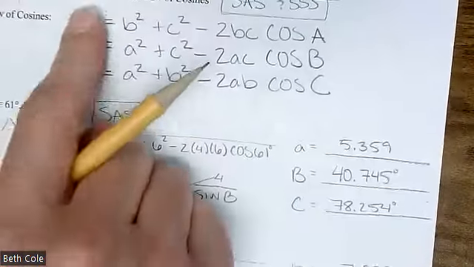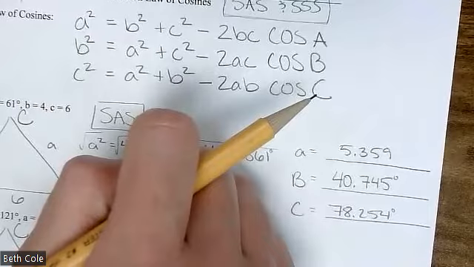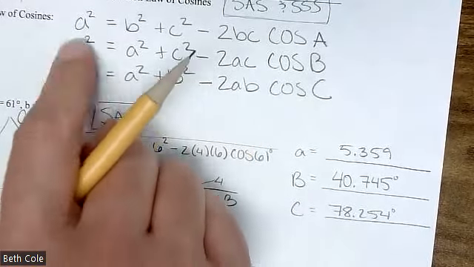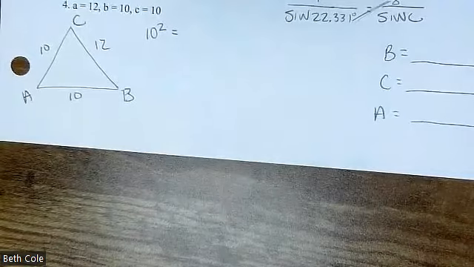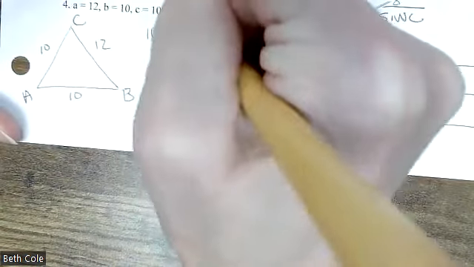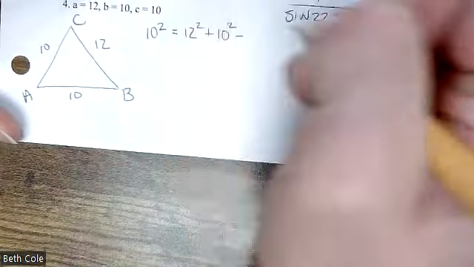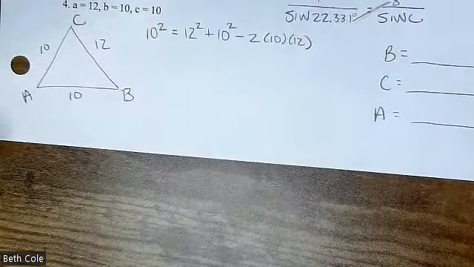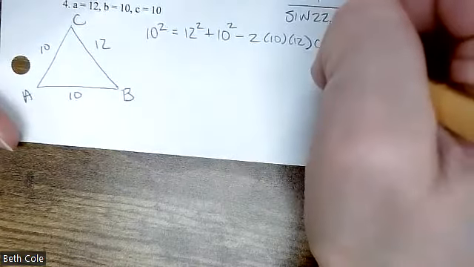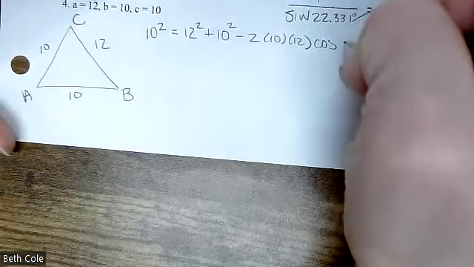All right, so which version of this formula do we want? Yeah, or C, right? Either the second or third one, it really doesn't matter because they're going to be the same number. We're going to find B. All right, so it'll be 10 squared equals what? 12 squared plus 10 squared minus 2 times 10 times 12. They just get repeated. Cosine of B.